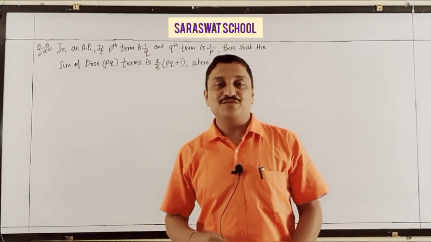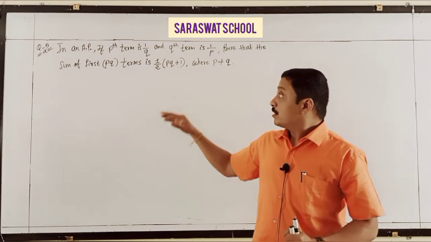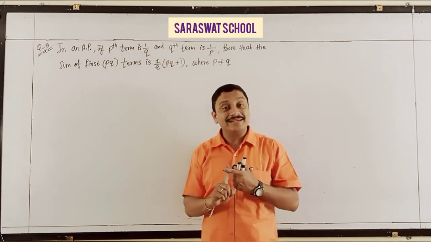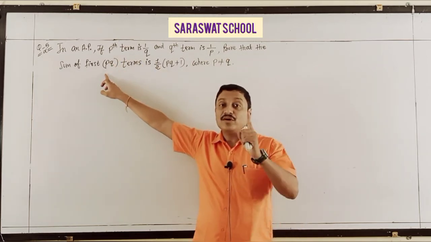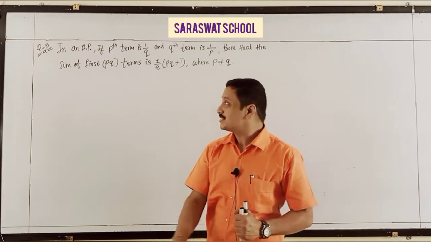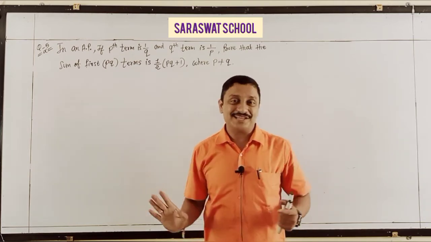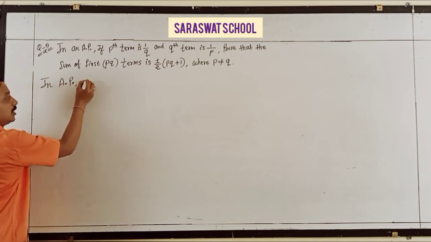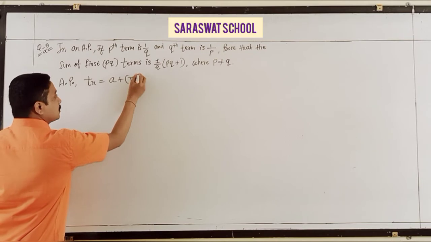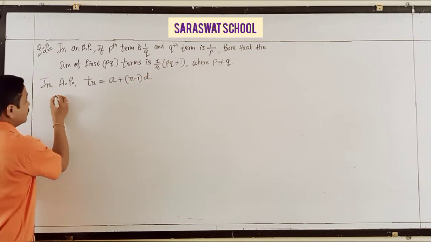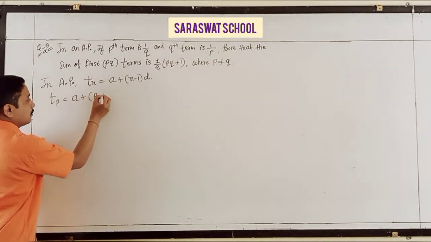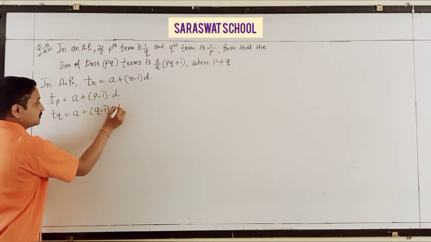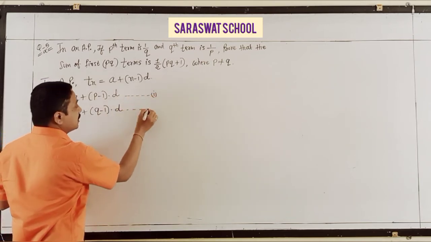Yes, now students, time to continue to the fifth one, an IMP question again. In an AP, the Pth term is 1 by Q and the Qth term is 1 by P. Then prove that the sum of the first PQ terms is half of (PQ plus 1), where P and Q are not the same. Students, in arithmetic progression you know the formula for the nth term, a plus (n minus 1)d. So can I write here the Pth term, a plus (P minus 1)d? Same is the Qth term, a plus (Q minus 1)d. And that's your first and second.